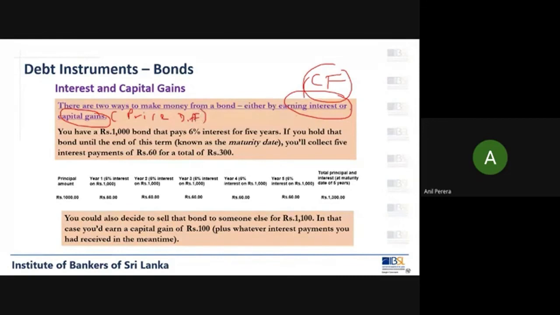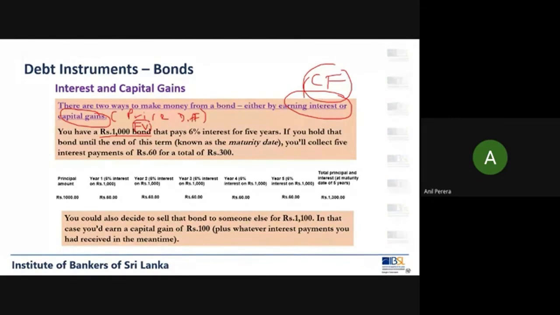You can have interest, cash flows, or capital gains, which means the price difference. Now here we have an example. Let's say we have a 1,000 rupee bond. This 1,000 rupee means what? From our knowledge, face value.